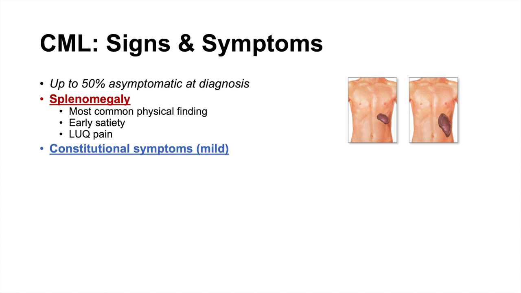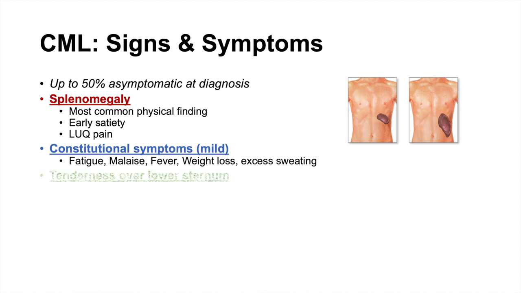Another common finding, which is actually several symptoms, are the constitutional symptoms. And in CML, they're often mild. These can include fatigue, malaise, fever, weight loss, excessive sweating. So they just generally don't feel well. There's just something that is not right. And another sign that's interesting with CML is tenderness over the lower sternum. And this is because of expanding bone marrow.